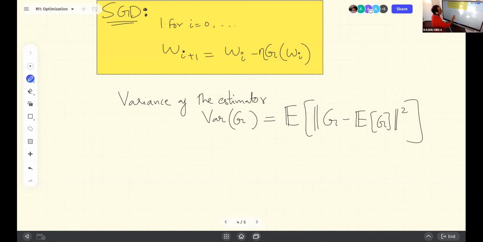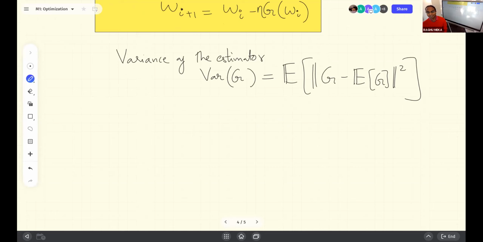So now, surprisingly, stochastic gradient descent also works very well on convex functions as long as you have some kind of good estimator. So what do you mean?